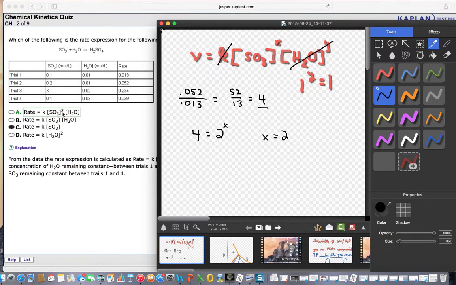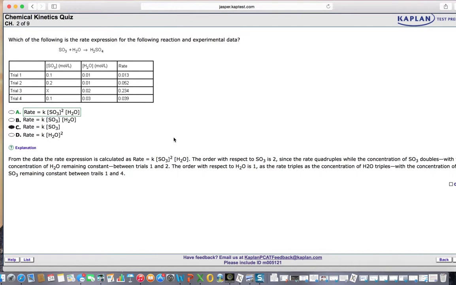So 2 is a possibility for SO3 in A, but not in B, and not in C, and not in D, so we're done. The best answer is A. All right, so that was number 2.